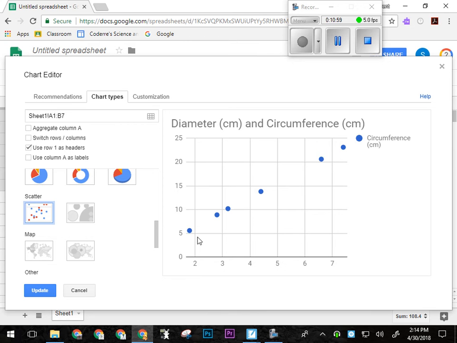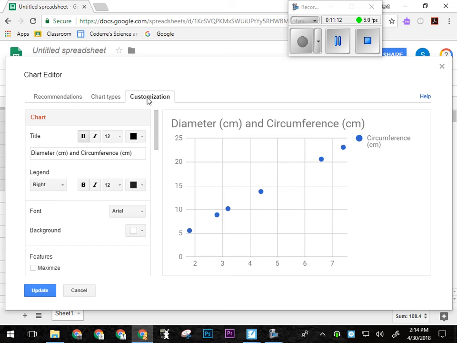Okay, I still don't have all my information on this chart, so I'm going to go up here to customization. Now that it's picked the right chart type, I'll go to customization, and this is where I can put in all my information. Right now it says the title is diameter and circumference, which isn't a great title. I'm going to call it my circle graph.